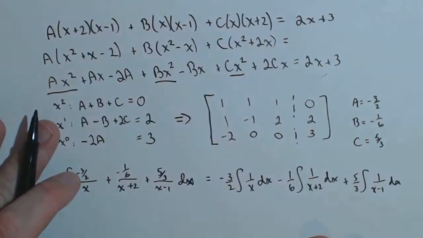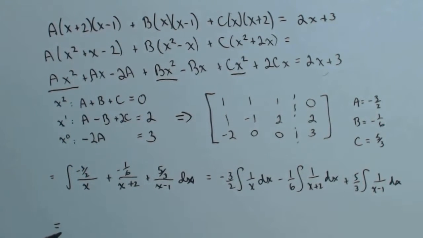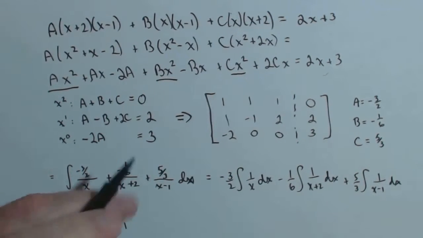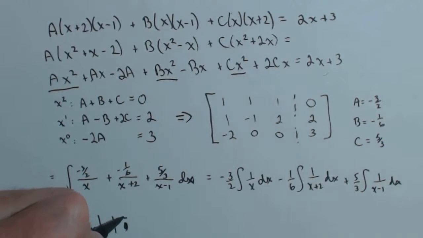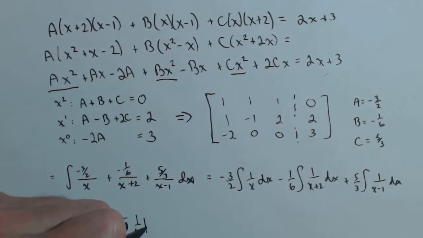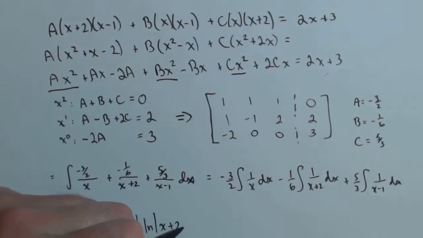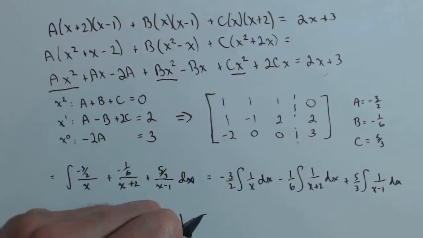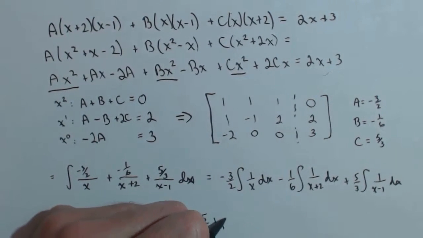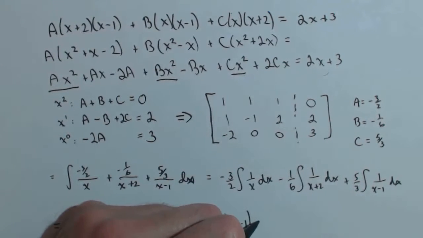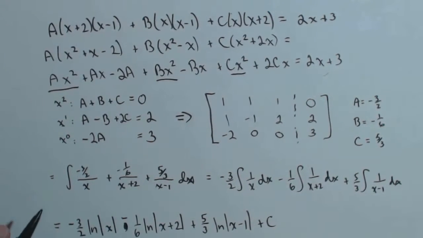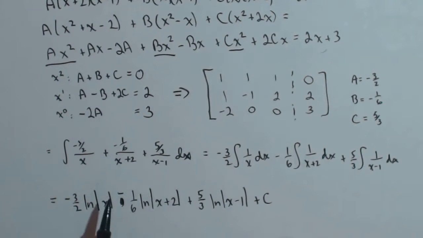And now, hopefully you can see that it's basically 3 natural logs. -3/2 natural log of the absolute value of x, minus 1/6 natural log of the absolute value of x plus 2, plus 5/3 natural log of the absolute value of x minus 1, plus C. And if we wanted, we could make these powers and use some properties of logs to rewrite it, but this is fine for a final answer.